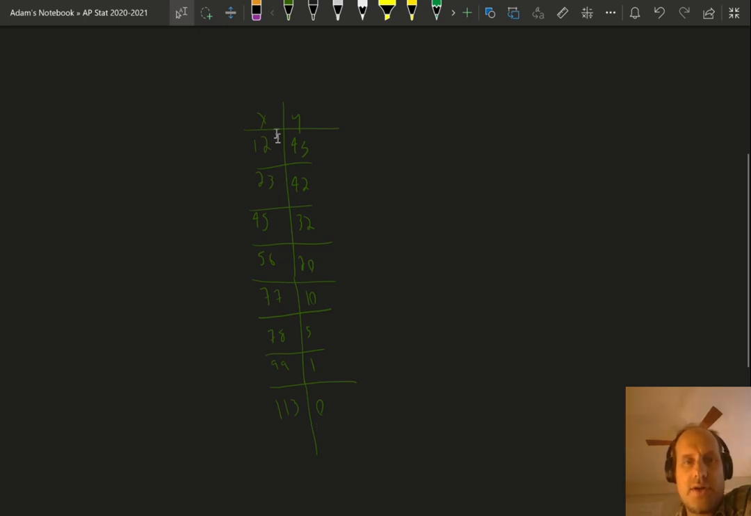Right here, let's say we have these points. You notice my X values, my explanatory variable, is increasing slightly and pretty steadily, and the Y, the response variable, is decreasing pretty steadily. Here we have 1243, 2342, 4532, 5620, 7710, 785, 991, and 1130.